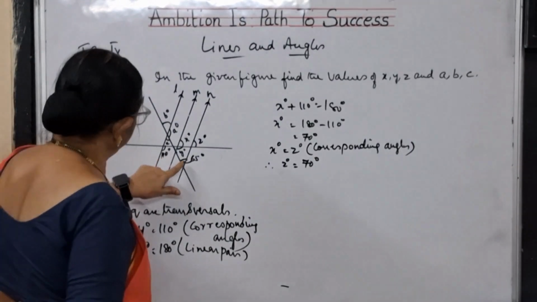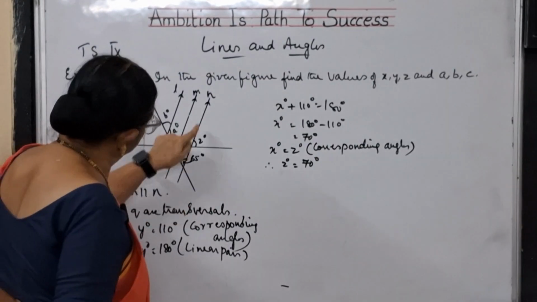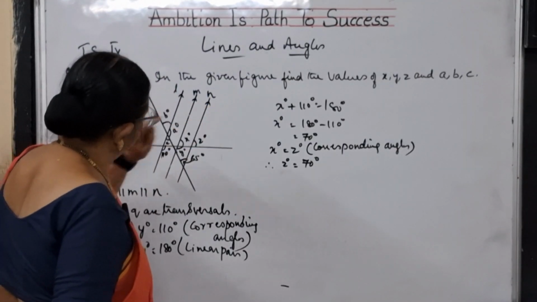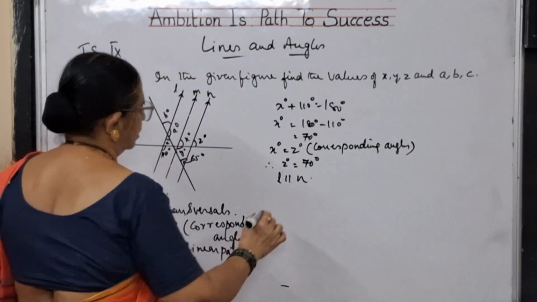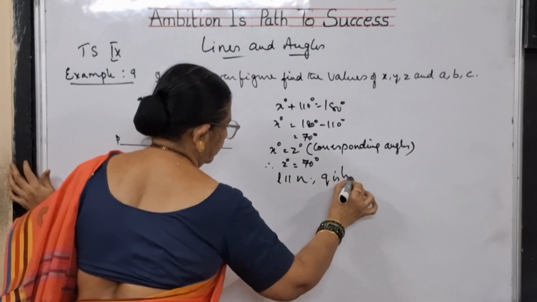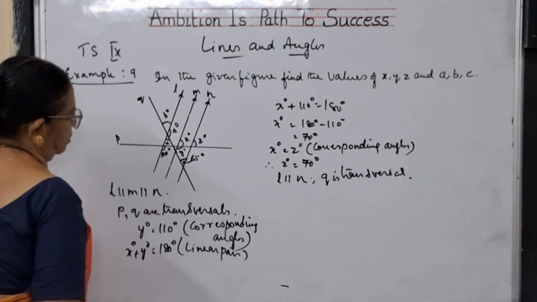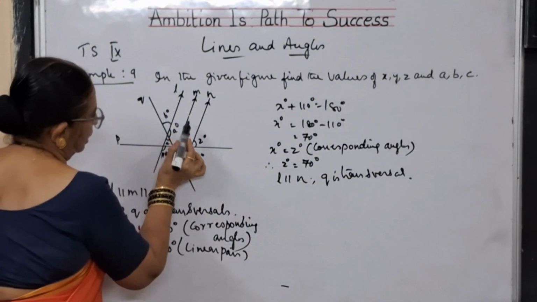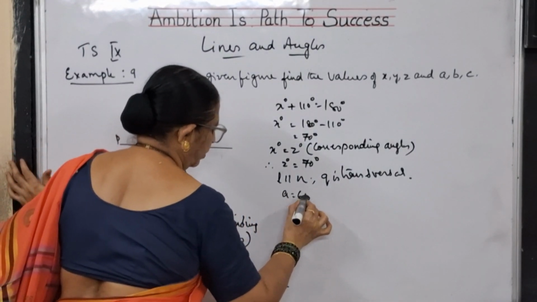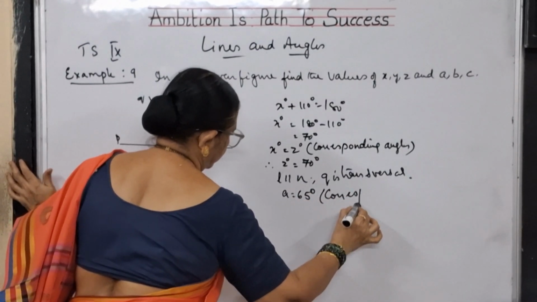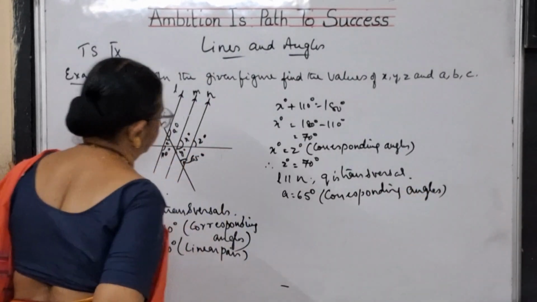So, when this is 65, and now let us see this line. This is a transversal. Let us talk about L and N. L is parallel to N and Q is transversal. Let me take these lines. Q is transversal. So in this case, I am talking about L and N and Q is transversal. Then A is equal to 65 degrees. They are corresponding angles. That is why they are 65 degrees.